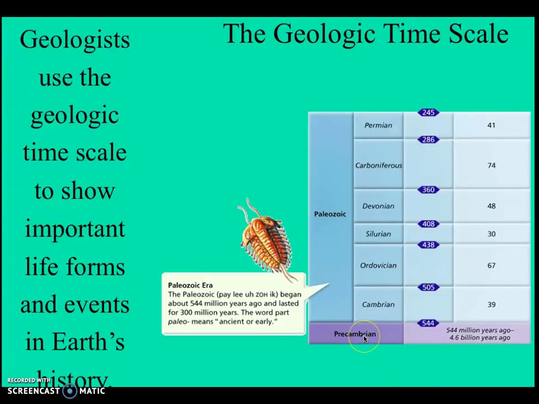All right, and then the furthest back, we have the Precambrian era, and that's actually going to take up a huge chunk of Earth's history, about 88%, and it lasted from 544 million years ago to 4.6 billion years ago. So we say that the beginning of time was about 4.6 billion years ago.